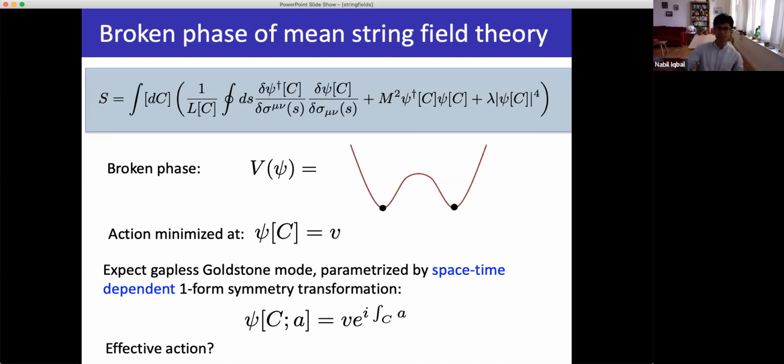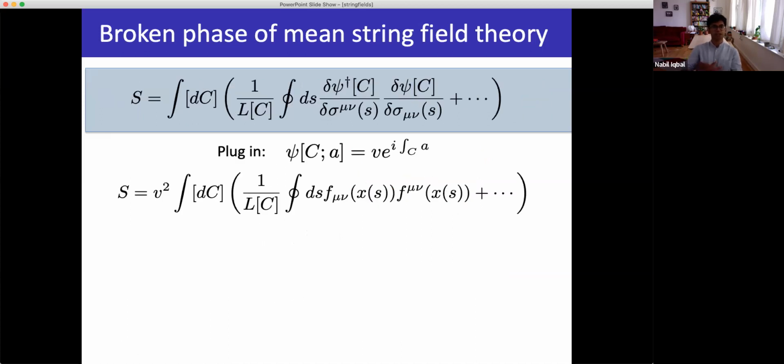In this case, because it's a one-form symmetry transformation, you have to write down a vector field, which I'm going to call little a, and integrate that vector field along the curve C. So the question is, if I take this form here, where I'm modulating this thing by a space-time symmetry transformation, and I plug this back into my ansatz, can I derive an effective action for this field A? And if I can, what does that effective action look like? Okay, so let's do this. So the point is, you take this string field.